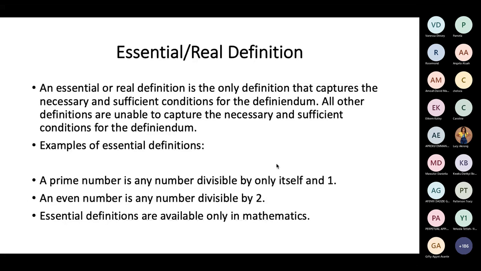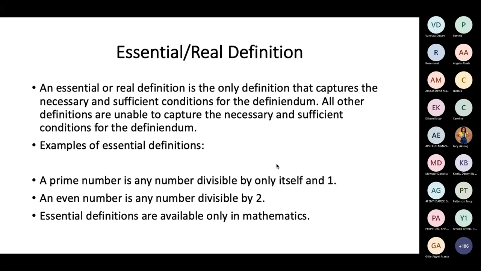Then we have essential or real definitions. An essential or real definition is the only definition that captures the necessary and sufficient conditions for the definiendum. All other definitions are unable to capture the necessary and sufficient conditions for the definiendum. Examples of essential definitions: a prime number is any number divisible by only itself and 1. An even number is any number divisible by 2. So essential definitions are the only definitions that are 100% accurate. And so essential definitions are found only in mathematics.